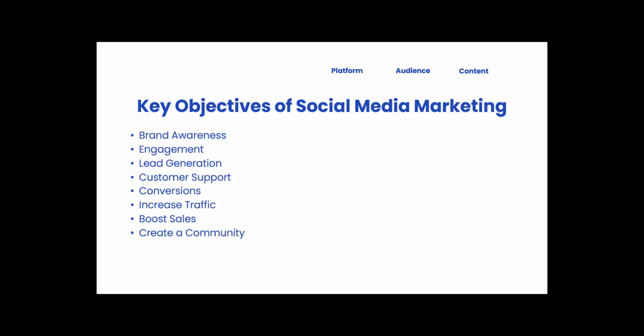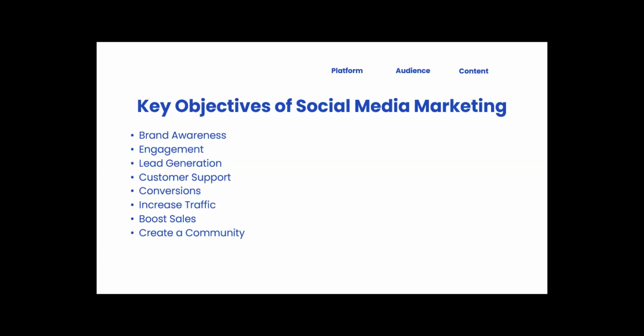Now look at the key objectives of social media. Most times when brands are on social media, at least one of these objectives is one of the reasons why they are there. Brand awareness. You want people to know that you exist because your customers are on the internet, so they need to be aware that you exist. Engagement. You want to drive engagement. You want people to talk about you. Lead generation. You want to get contacts of people that are interested in what you are selling.